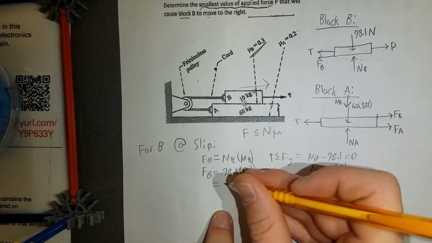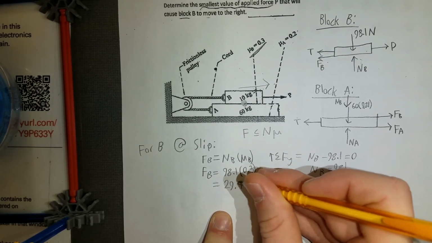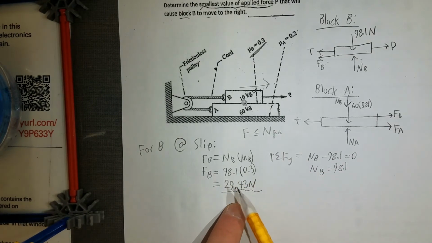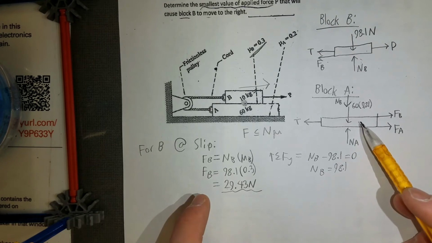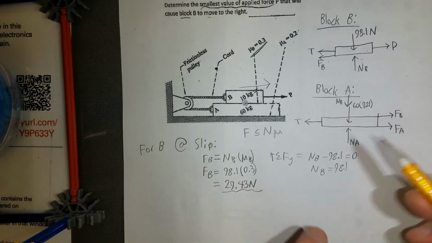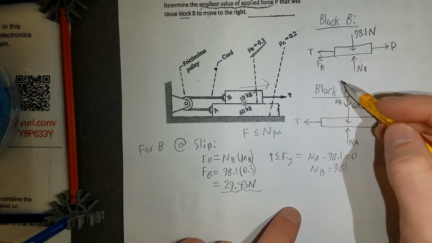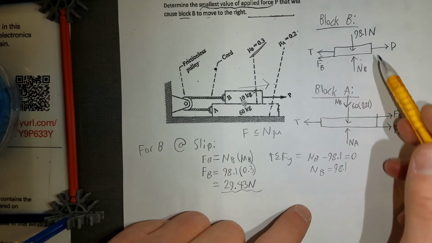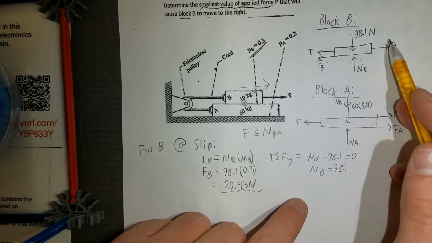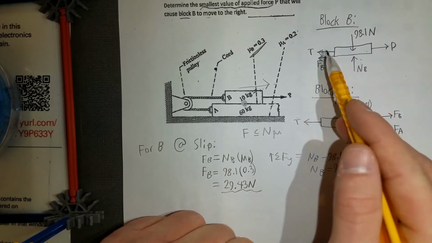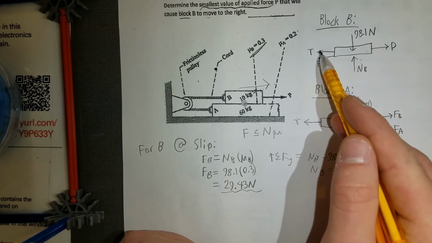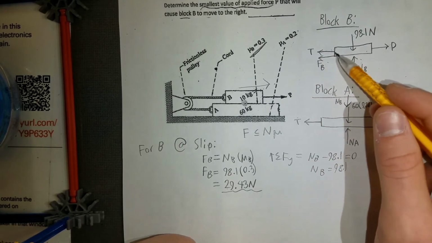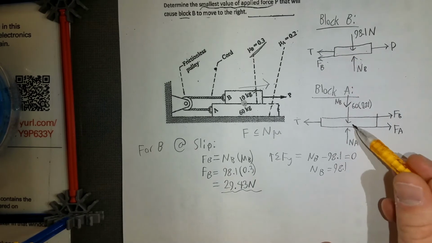If we calculate that out, we end up getting 29.43 newtons, and that is our friction force for B. We can go ahead and use that down below at A. Next, we ultimately need to solve for what this P force is here. Well, we can't solve for that right now without this tension force, so we are going to have to find out what this tension force is.